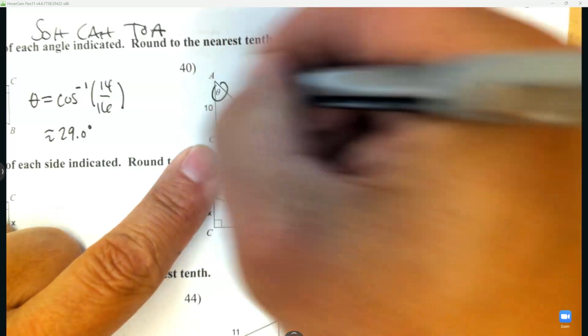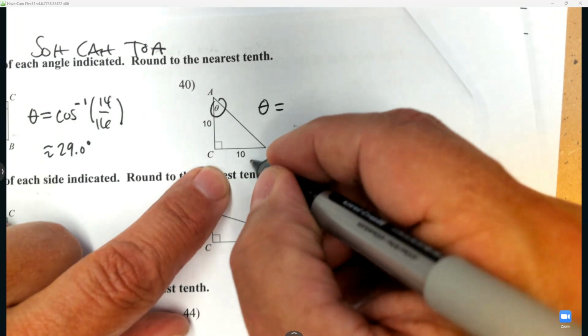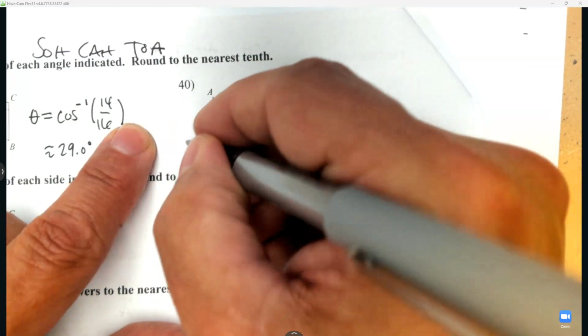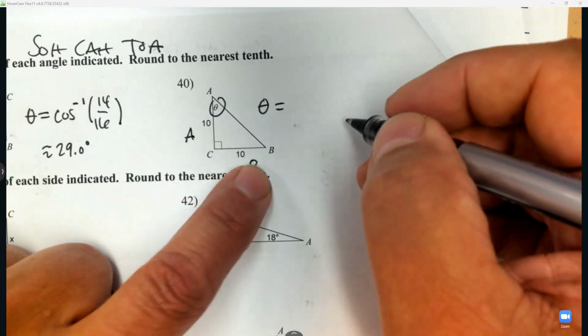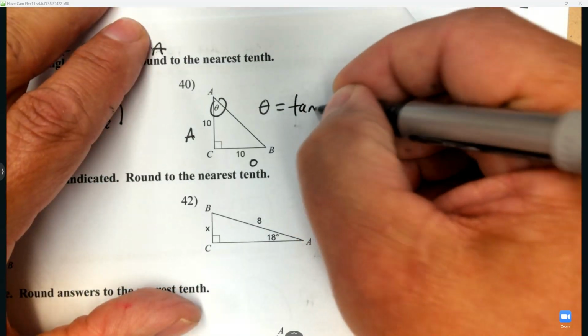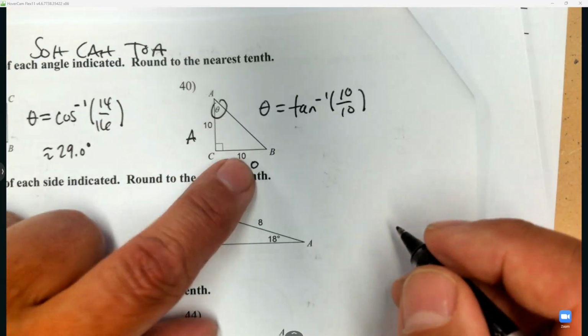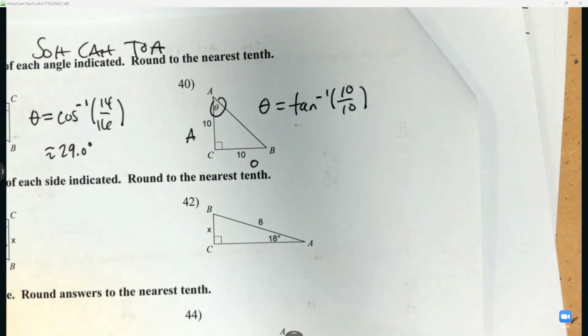Okay, circle this. To find that angle theta, what ratio would I use? So 10 is opposite and the other 10 is adjacent. So which one uses opposite and adjacent? It's tangent. Whenever you find a missing angle, use the inverse and then those numbers. So opposite over adjacent, and then go to your calculator.